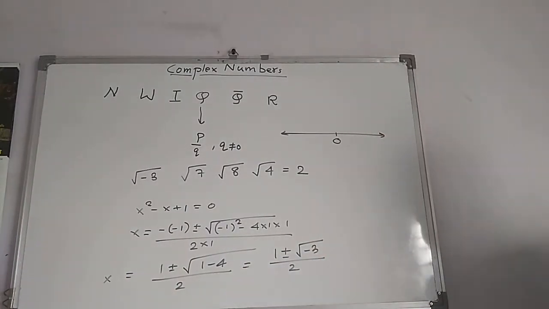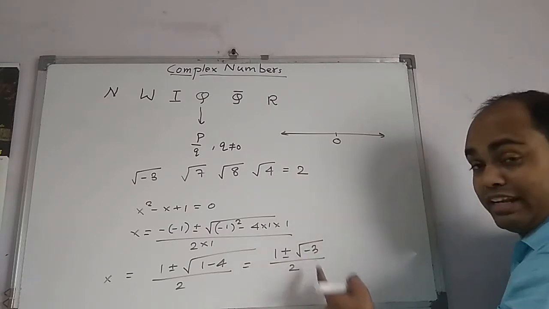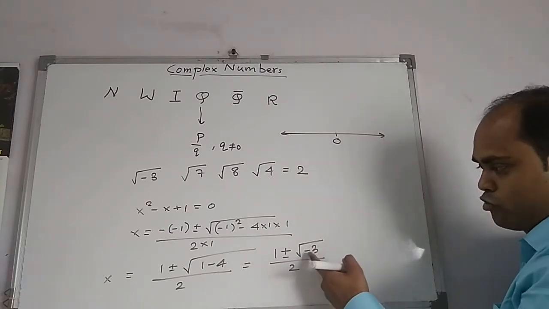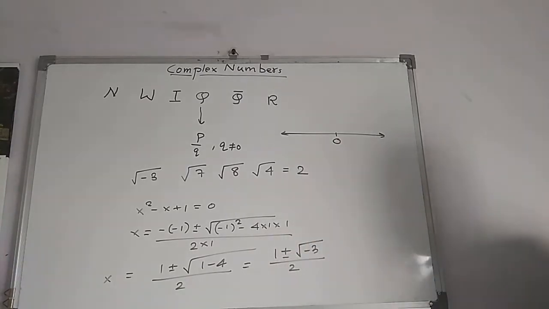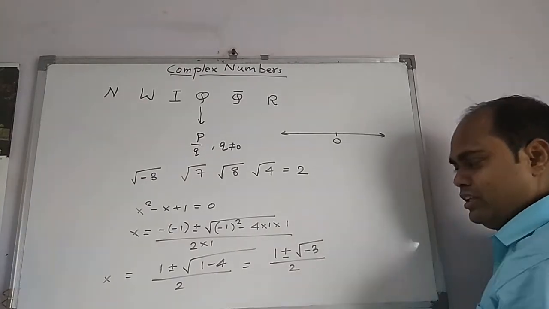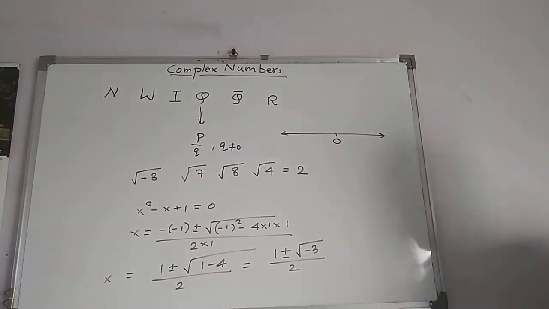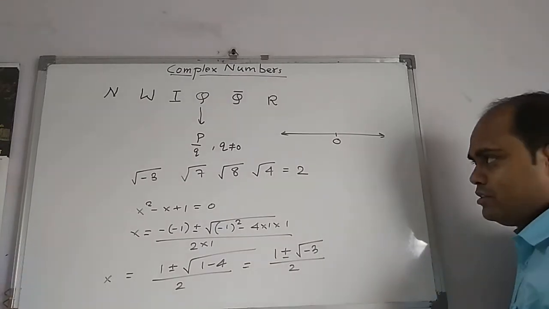Okay, so the value of x here is non-real because here square root of minus 3 is involved, which we cannot plot on the real number line. So this value of x is what? Non-real. Then how to deal with this square root of minus 3? Let's see ahead.